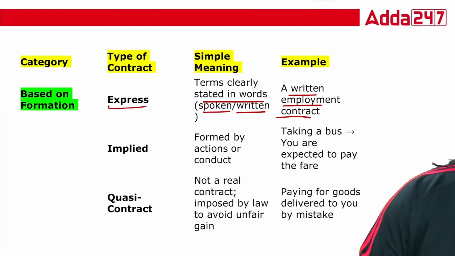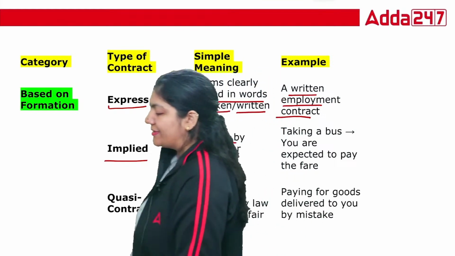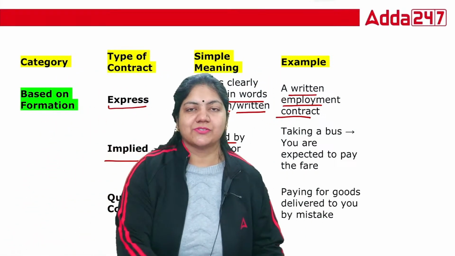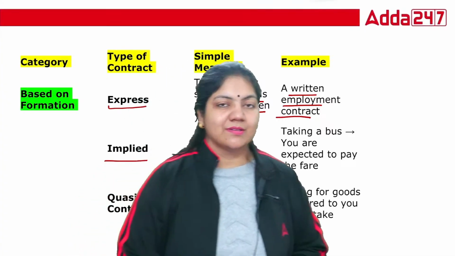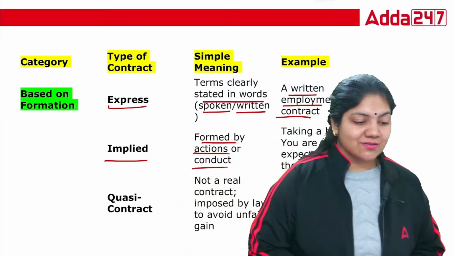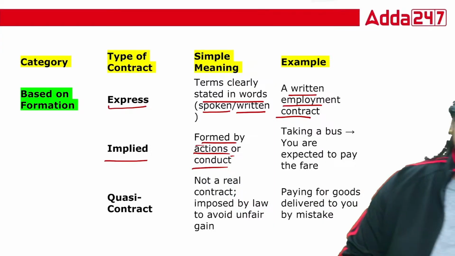Done class. So this is called implied, formed by action and conduct. Suppose class, at a railway station, someone came and just polished your shoes. What is this? This is called implied contract. That is formed by action and conduct.